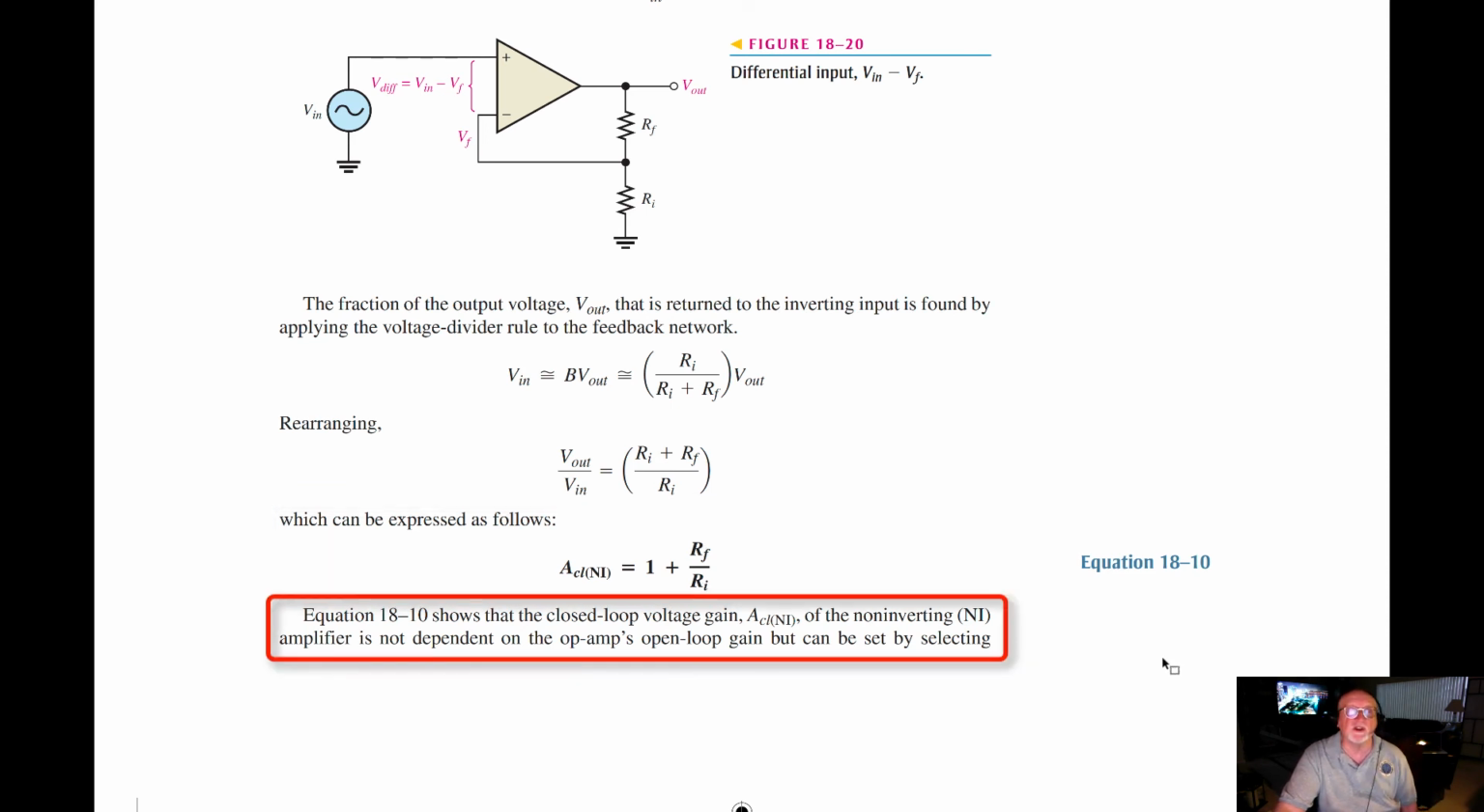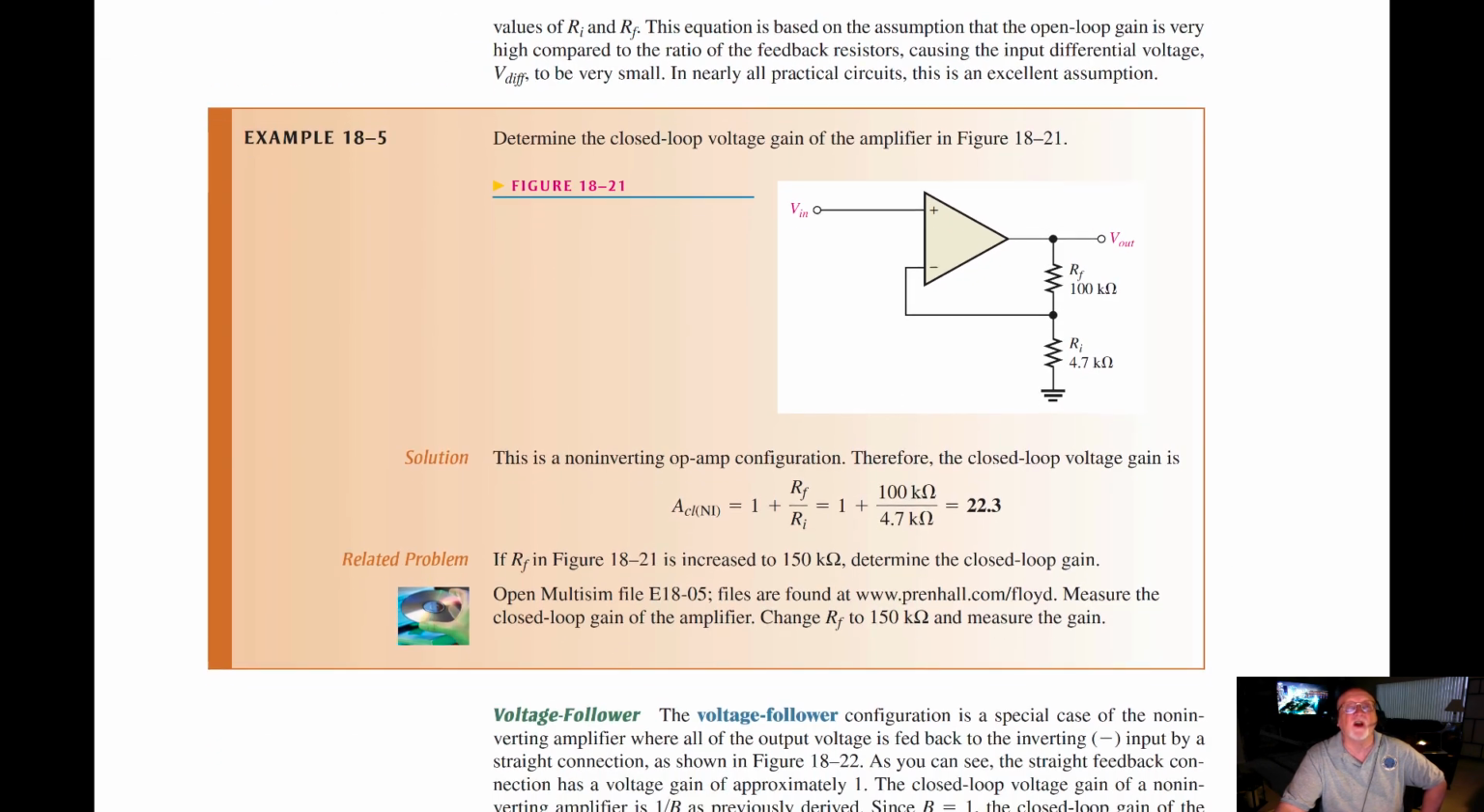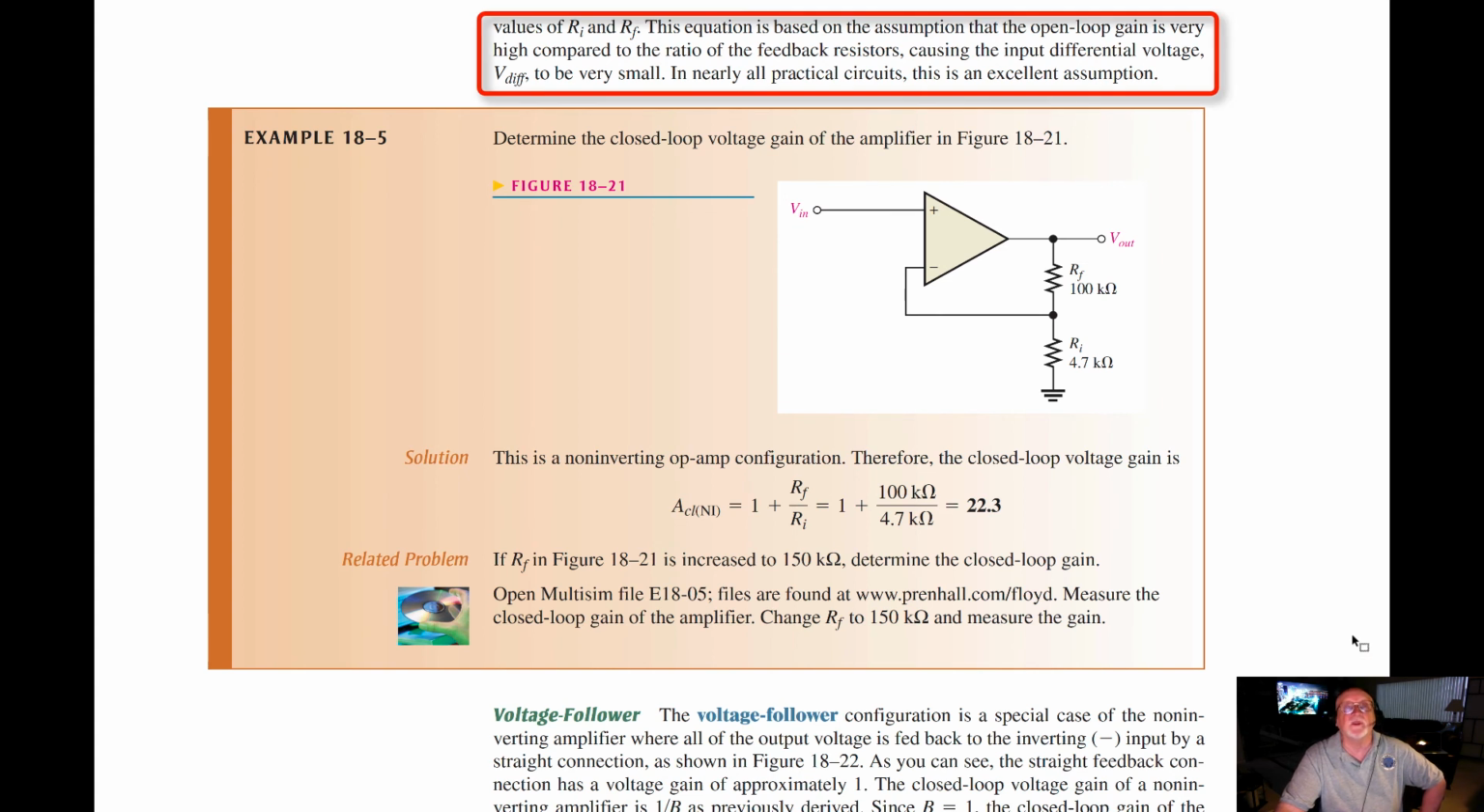This equation shows that the closed loop voltage gain, ACL, non-inverting, of the non-inverting amplifier is not dependent on the op amp's open loop gain, but can be set by selecting values of Ri and R sub F. This equation is based on the assumption that the open loop gain is very high compared to the ratio of the feedback resistors, causing the input differential voltage, V diff, to be very small. In nearly all practical circuits, this is an excellent assumption.